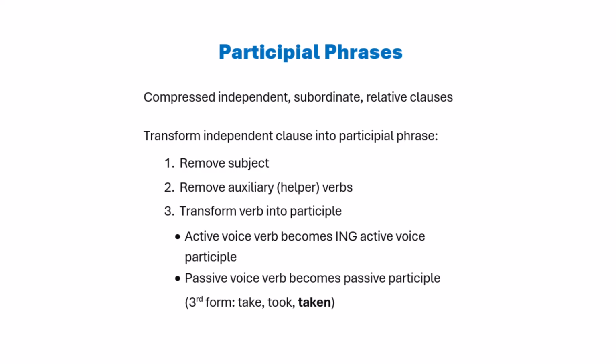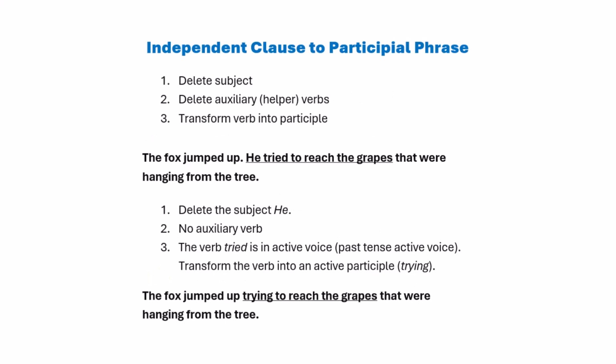If the verb is in active voice, regardless of verb tense, it becomes the ing active voice participle. If the verb is in passive voice, regardless of verb tense, it becomes the passive participle, the third form. For example, take, took, taken. Again, the independent clause to participial phrase transformation process is: 1. Delete the subject, 2. Delete any auxiliary or helper verbs, and 3. Transform the verb into its participle.